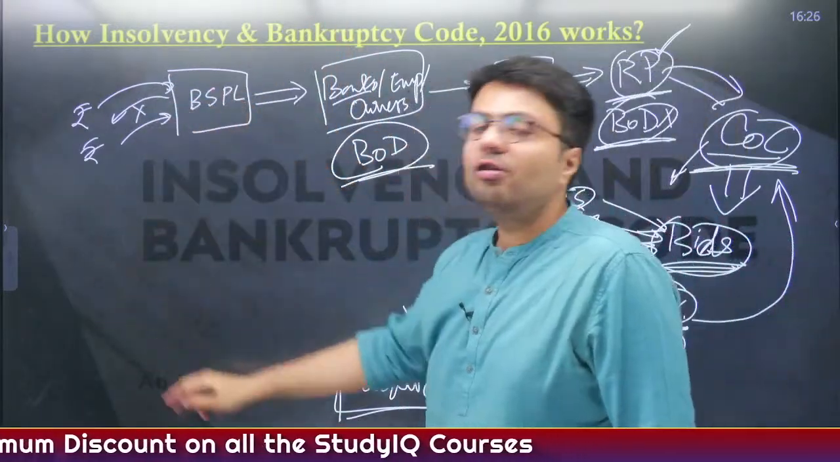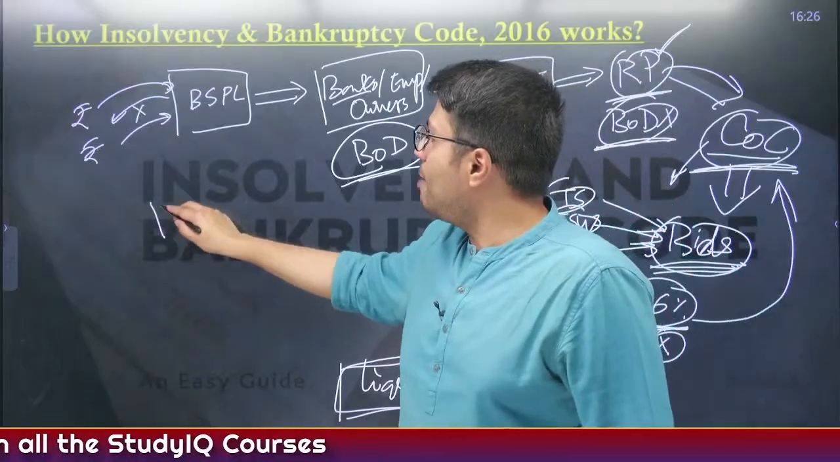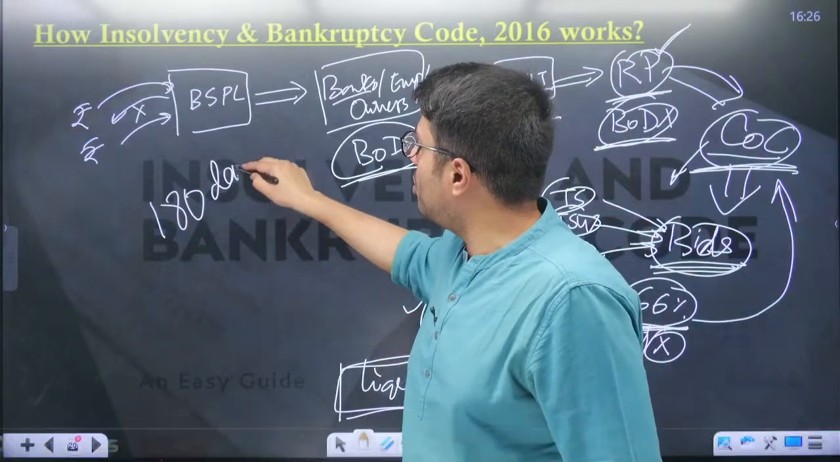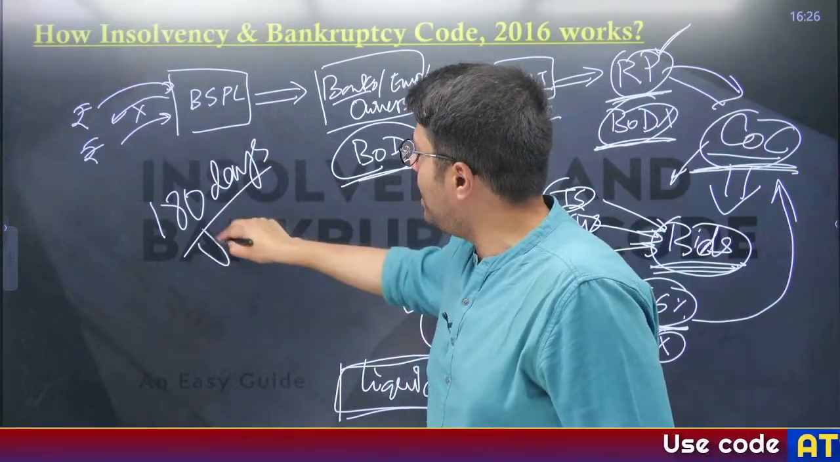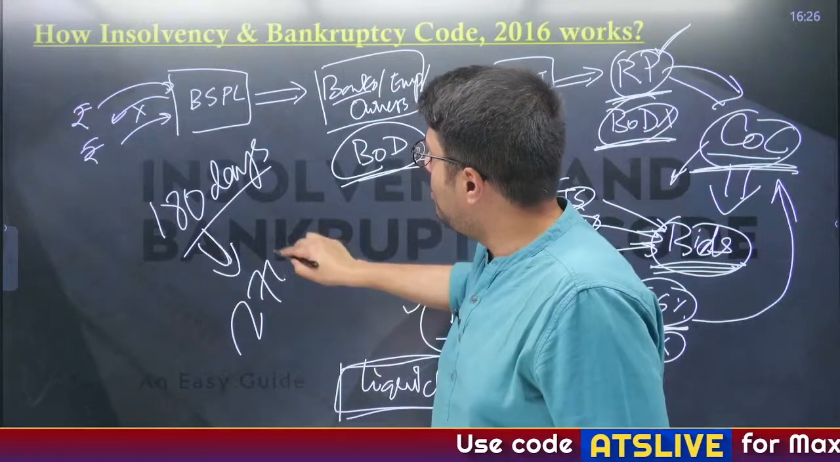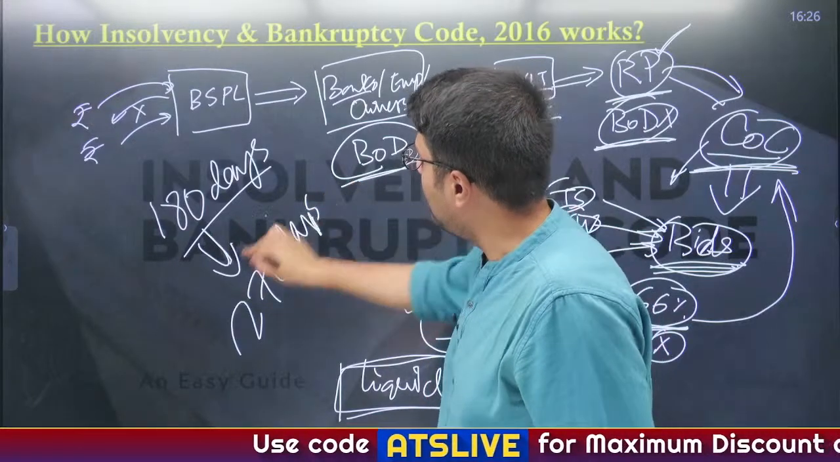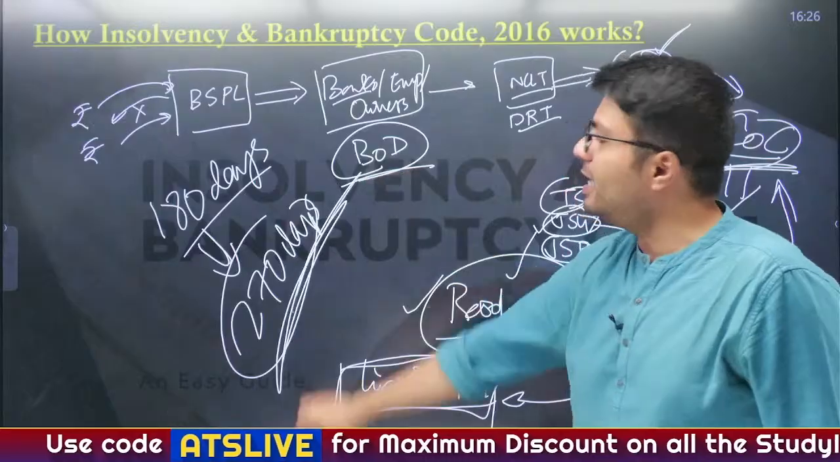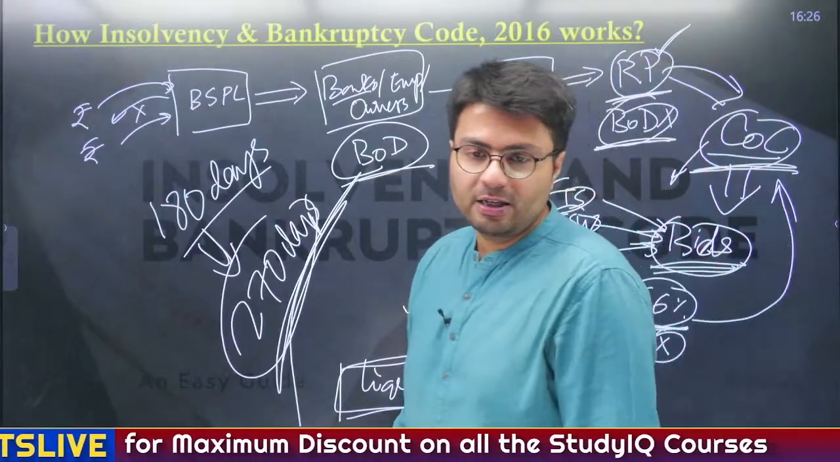And for completion of this entire process, the IBC law says you have to complete this process in 180 days, which can be extended by a maximum of 270 days in total. Understand? So ultimately it has to be completed in 270 days.